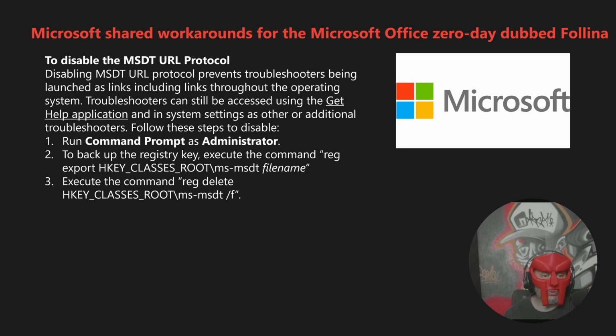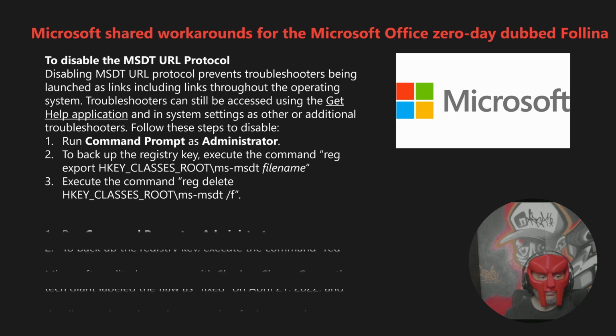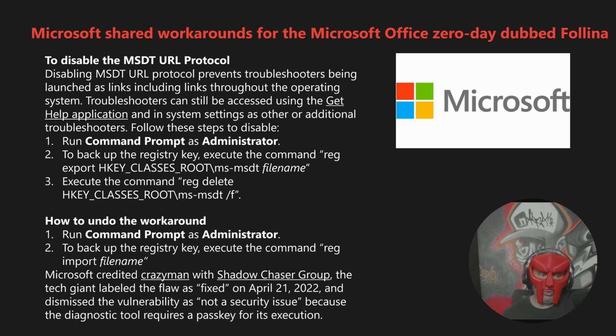So these are the steps to disable it. Run Command Prompt as an administrator. To back up the registry key, execute the command reg export HKEY_CLASSES_ROOT\ms-msdt and then the file name. Then execute the command reg delete and then the HKEY_CLASSES_ROOT key. Now, if you want to undo the workaround, you run Command Prompt as administrator again, and execute the command reg import followed by the file name.